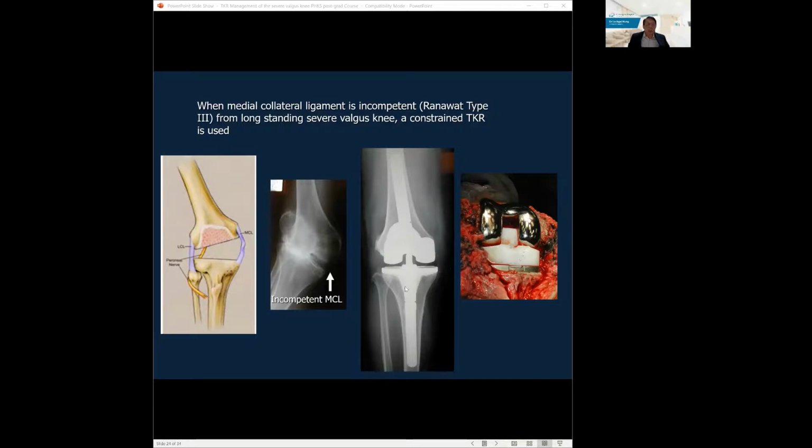So in such a scenario, we will then resort to a constrained condylar knee implant using the constrained post to provide us the stability to restrain the non-functional medial collateral ligament.